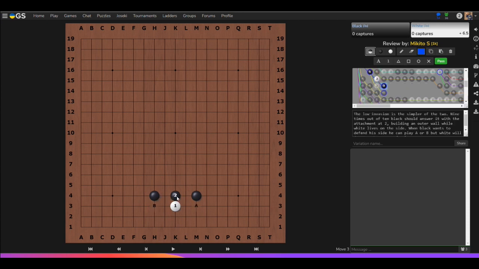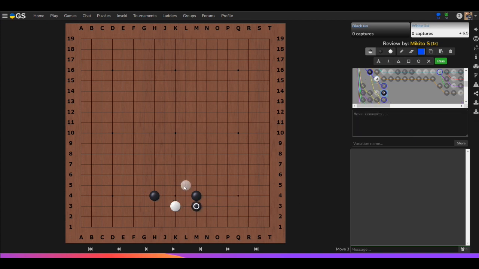Black attaches on top, right? The low invasion is the simpler of the two. 9 times out of 10, black should answer it with the attachment at 2, building an outer wall while white lives on the side, right? When black wants to defend his side, he can play A or B, but white will jump to the center freely. So if black ends up playing one of these to defend this side, white actually is free to jump to the center. That's what the book is saying here. So 9 times out of 10, black plays on top, and then white should be able to live pretty easily.